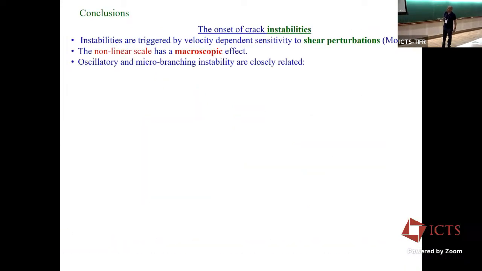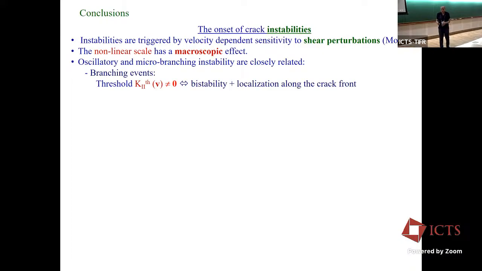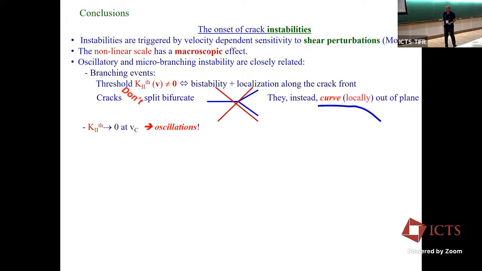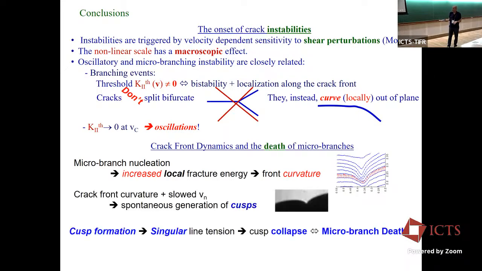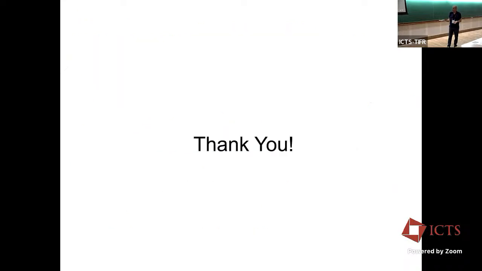So I even got to the conclusions. And the take-home message, besides the details of cracks and microbranches, is that it all started from this little nonlinear scale at the tip of a crack. And that's responsible for all of this stuff. So microscopic scales basically drive macroscopic behavior. And with that, I'll thank you for your attention.